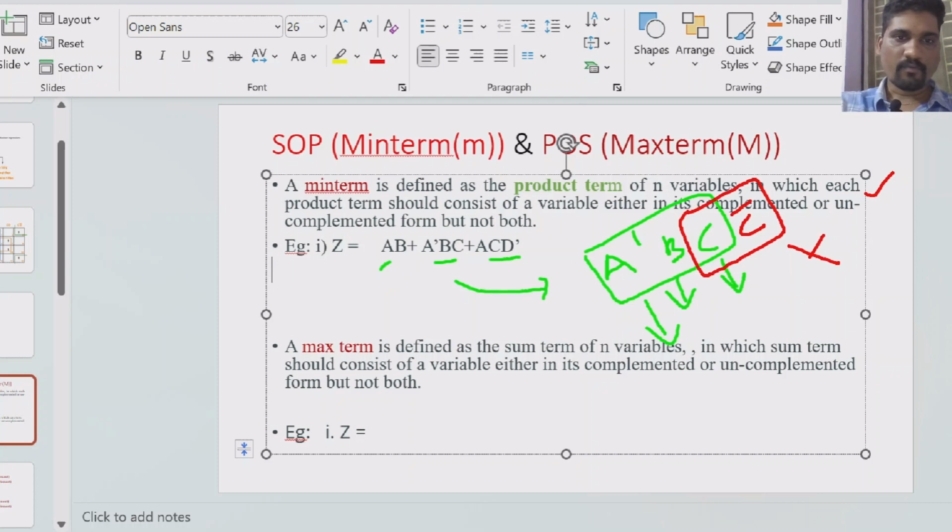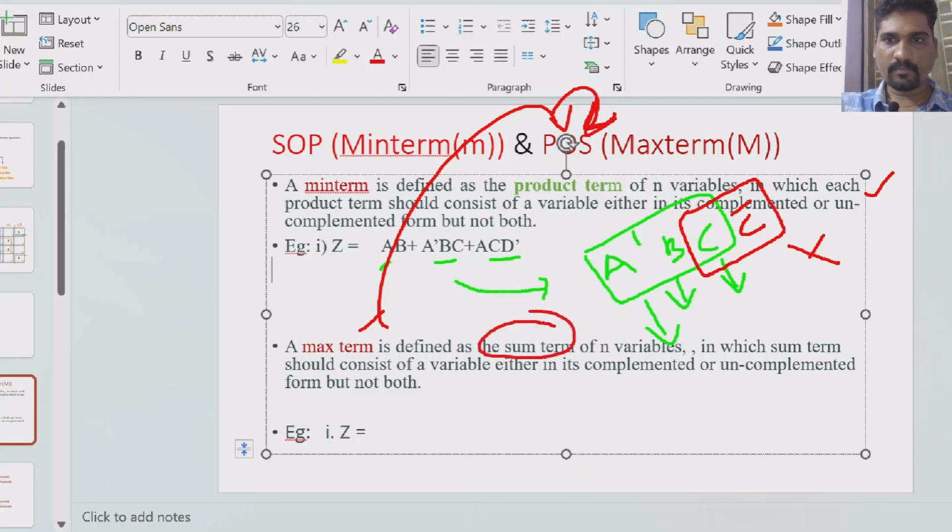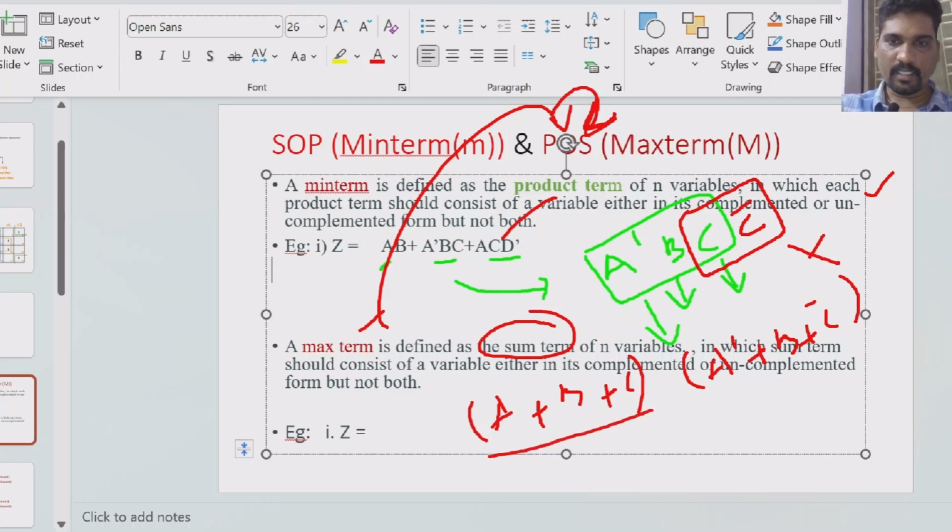In the same way we can write the maxterm. The maxterm is used in the POS function, right? POS function means it is the product of sums, so your concentration will be on the sum term. POS is the sum term, same definition. In each sum term, something like A plus B plus C, A bar plus B plus C bar, whatever it may be, each variable should appear only in either complemented form or uncomplemented form, but not both. That is the definition.